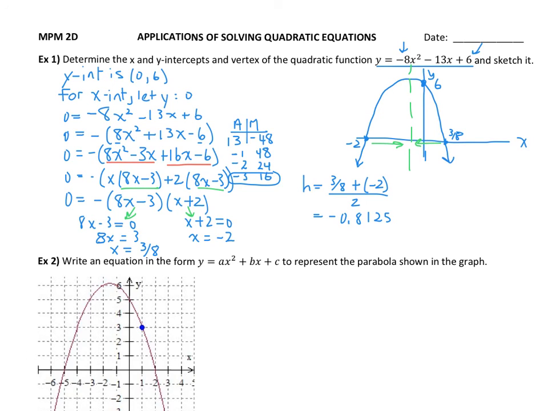Now I just put that in my calculator to calculate it, and I got a negative 0.8125. So that's what this x-coordinate of the vertex is. That's going to be what the x-coordinate is up here.